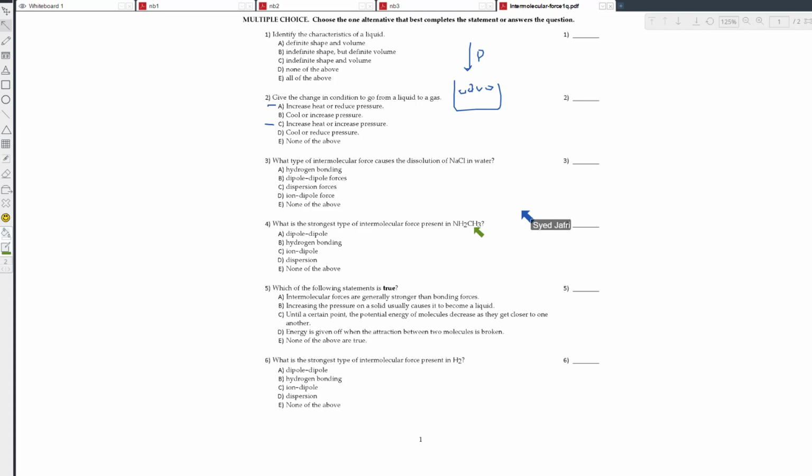Water has a negative pole and a positive pole. So the positive pole of water is going to surround the chlorine, negative ion. The negative pole of the water is going to attract the positive ion, and that's the ion-dipole interaction that is going to help in dissolving this thing.